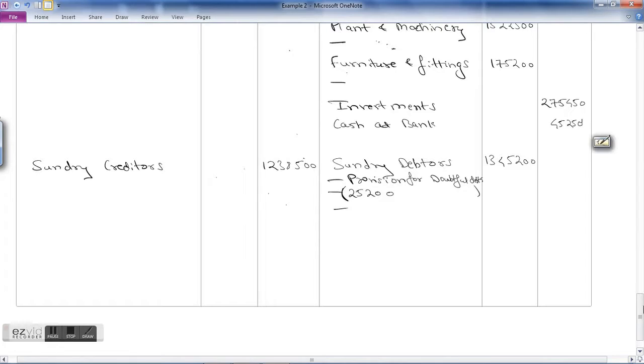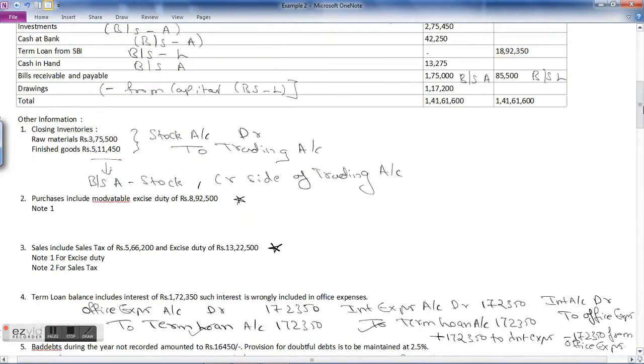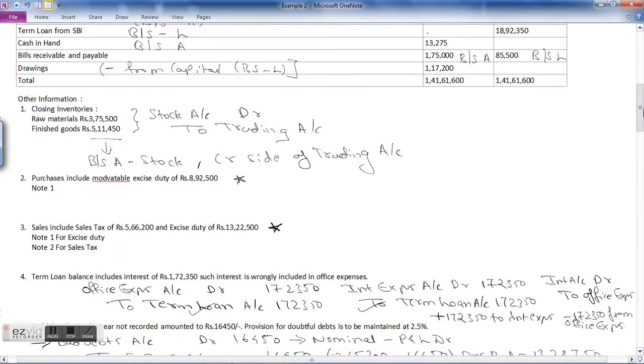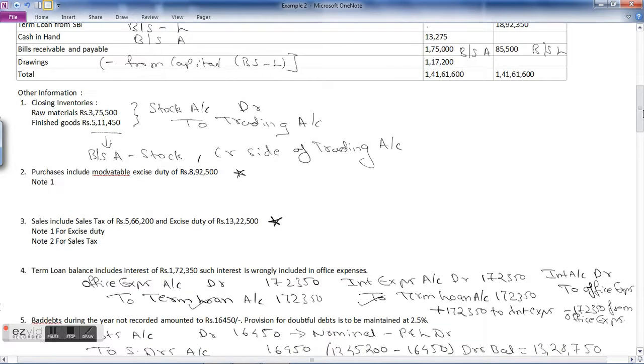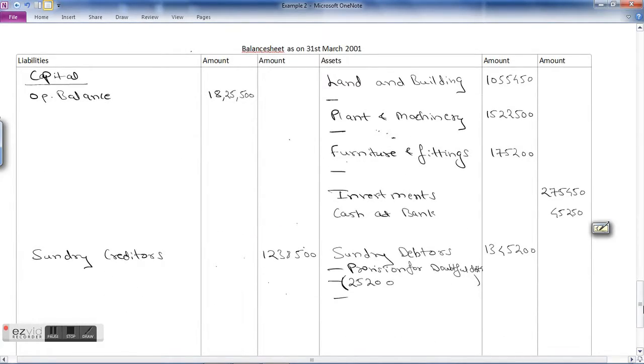Now the next one. Okay, next is term loan from SBI 18,92,350. So balance sheet liability side, term loan from SBI 18,92,350. So before sundry creditors, I'll put term loan from SBI, 18,92,350.